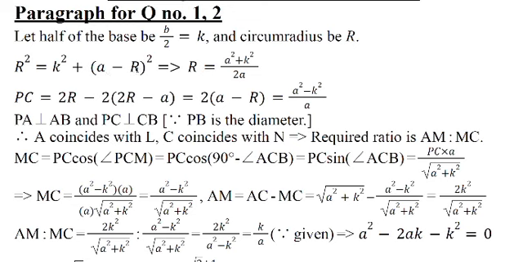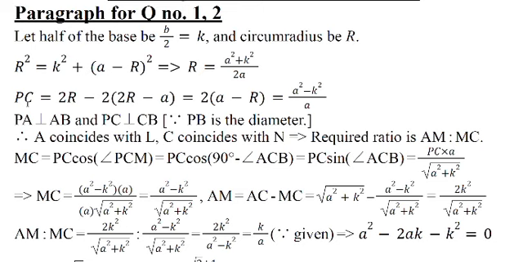Think about it. You can draw an isosceles triangle, and then try to figure out at which point on the altitude or median the circumcenter lies so that it satisfies this Pythagoras equation. So basically from this you get R is equal to (a squared plus k squared) by 2a. And now you have PC.